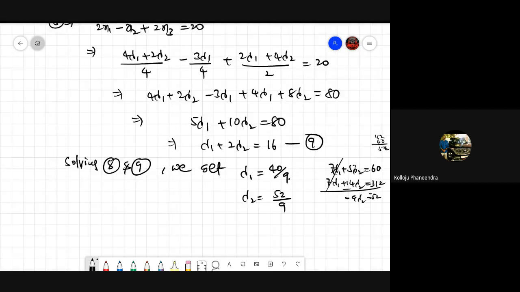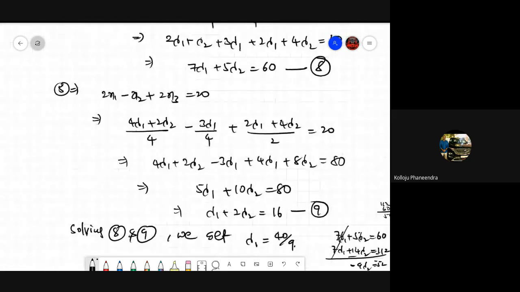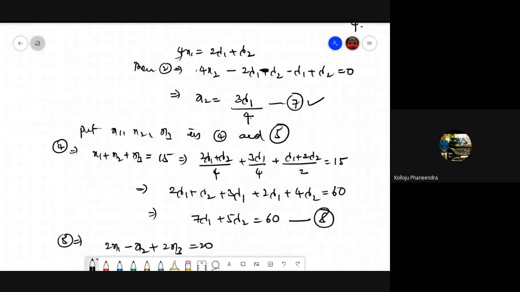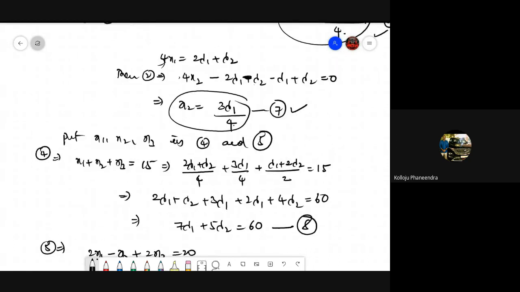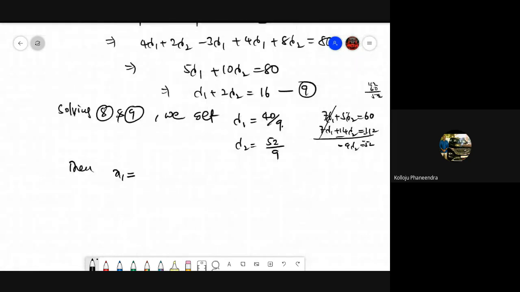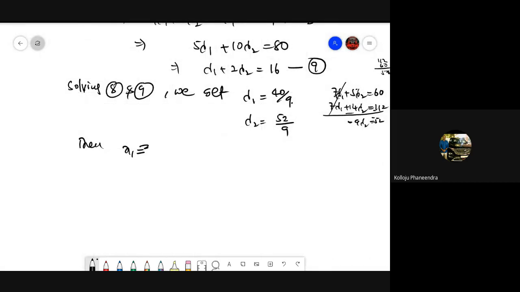Then you substitute in the x1, x2, x3 expressions. You know the expressions now? In this one, put the λ1 value. In the next one, put the λ1, λ2 values. Then you will get x1, x2, x3. x1 equals, you will get 33.